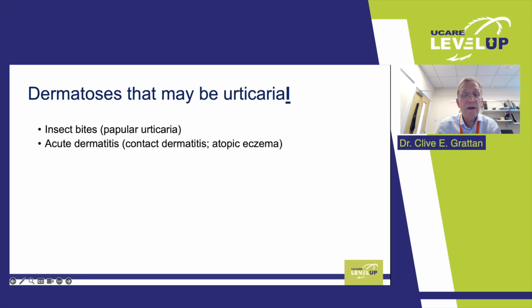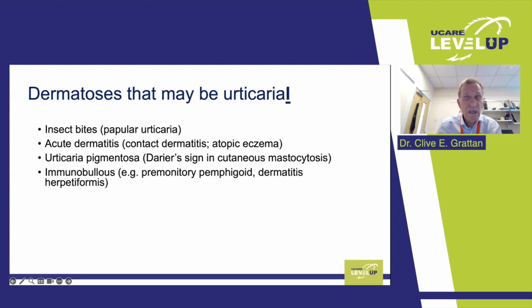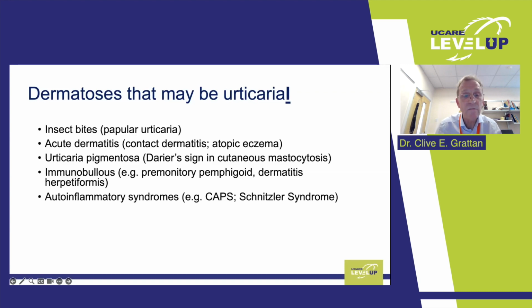Insect bites, giving papular urticaria. Acute dermatitis, which can be a contact allergic dermatitis and sometimes atopic eczema. Urticaria pigmentosa, with Darier's sign, in cutaneous mastocytosis. Immunobullous disease, namely pemphigoid, and very occasionally dermatitis herpetiformis may look urticarial.